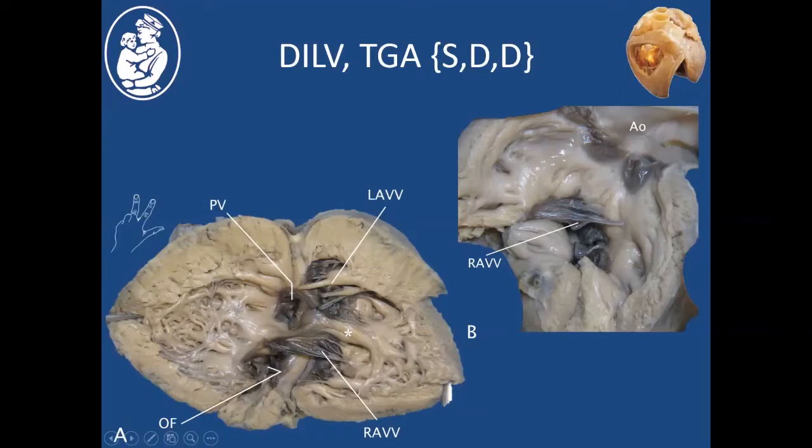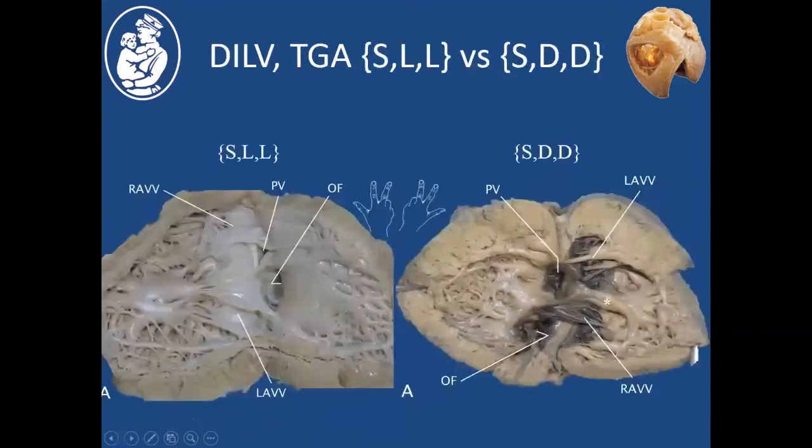And it's probably one of these little attachments right there that you see from this side that we can also see from the outflow chamber side. And here the aorta is to the right. This is a D-looped and D-positioned aorta, D-transposed aorta.